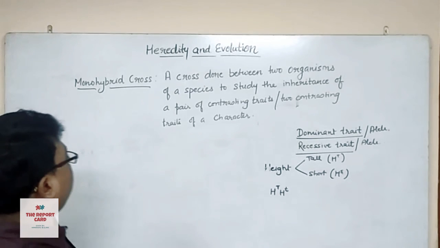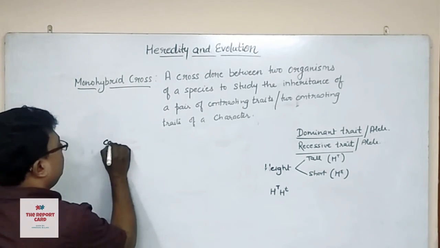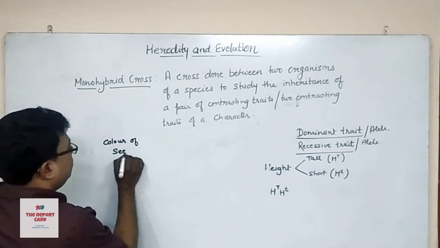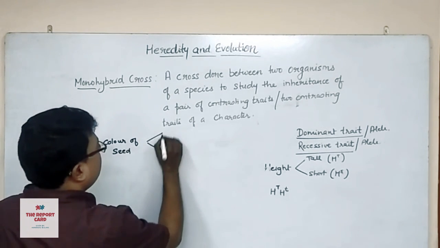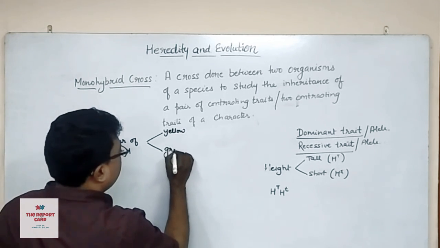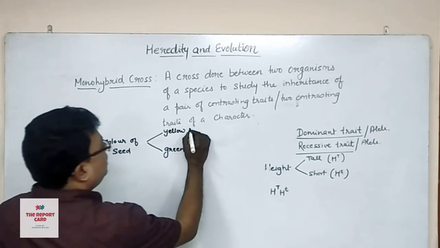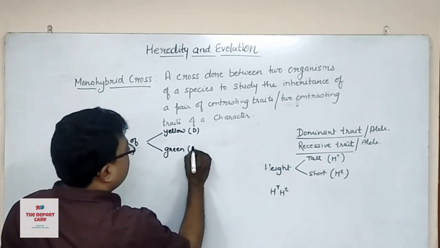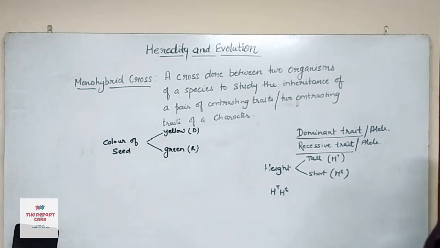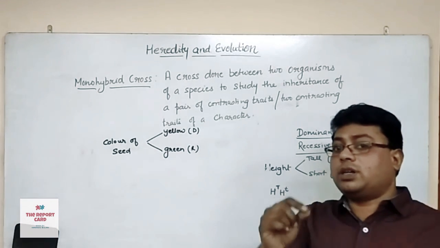Similarly, let us just take the color of seed. Okay, so we have two colors. One is yellow and other is green. Yellow is dominant, green is recessive.